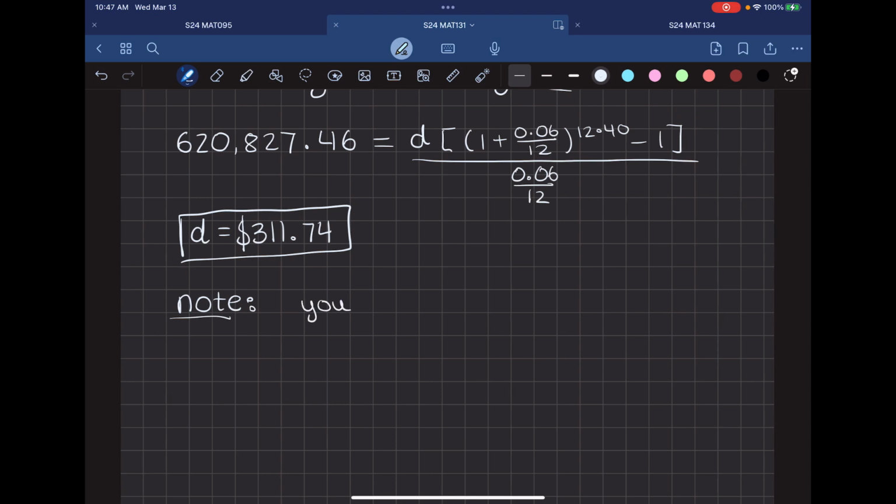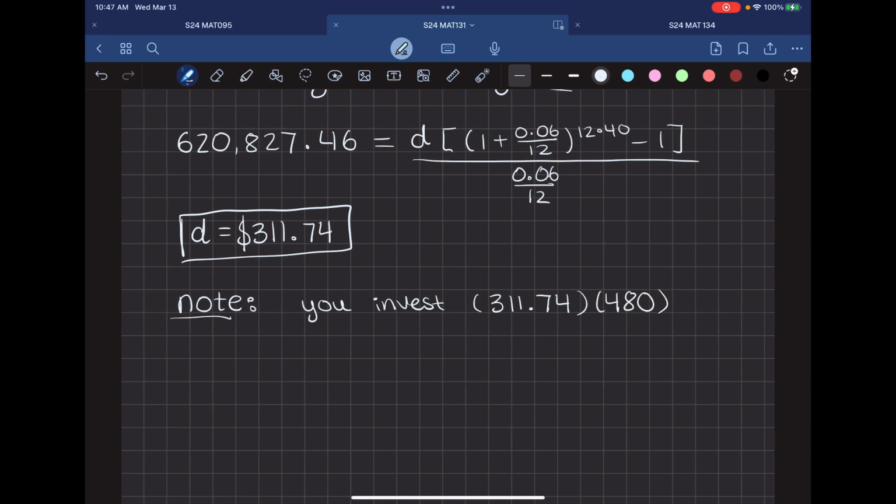So we would be making these payments of $311.74 for 40 years, which is the same as 480 months. Just take 12 times 40. And we end up getting that we invested $149,635.20.